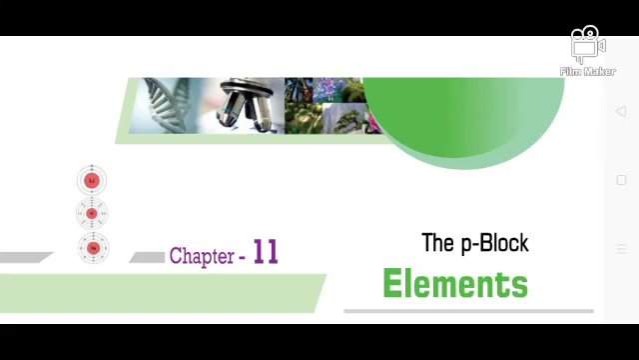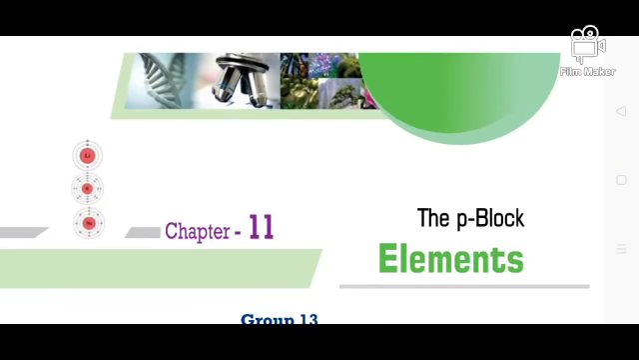Hello friends, good morning. Today I am going to discuss the topic of the p block elements of chemistry for class 12th. In this topic I am going to discuss only group 13 and group 14 elements, and it is a quick review or revision of the chemistry of group 13 and group 14 elements. So without any delay, let's get started.